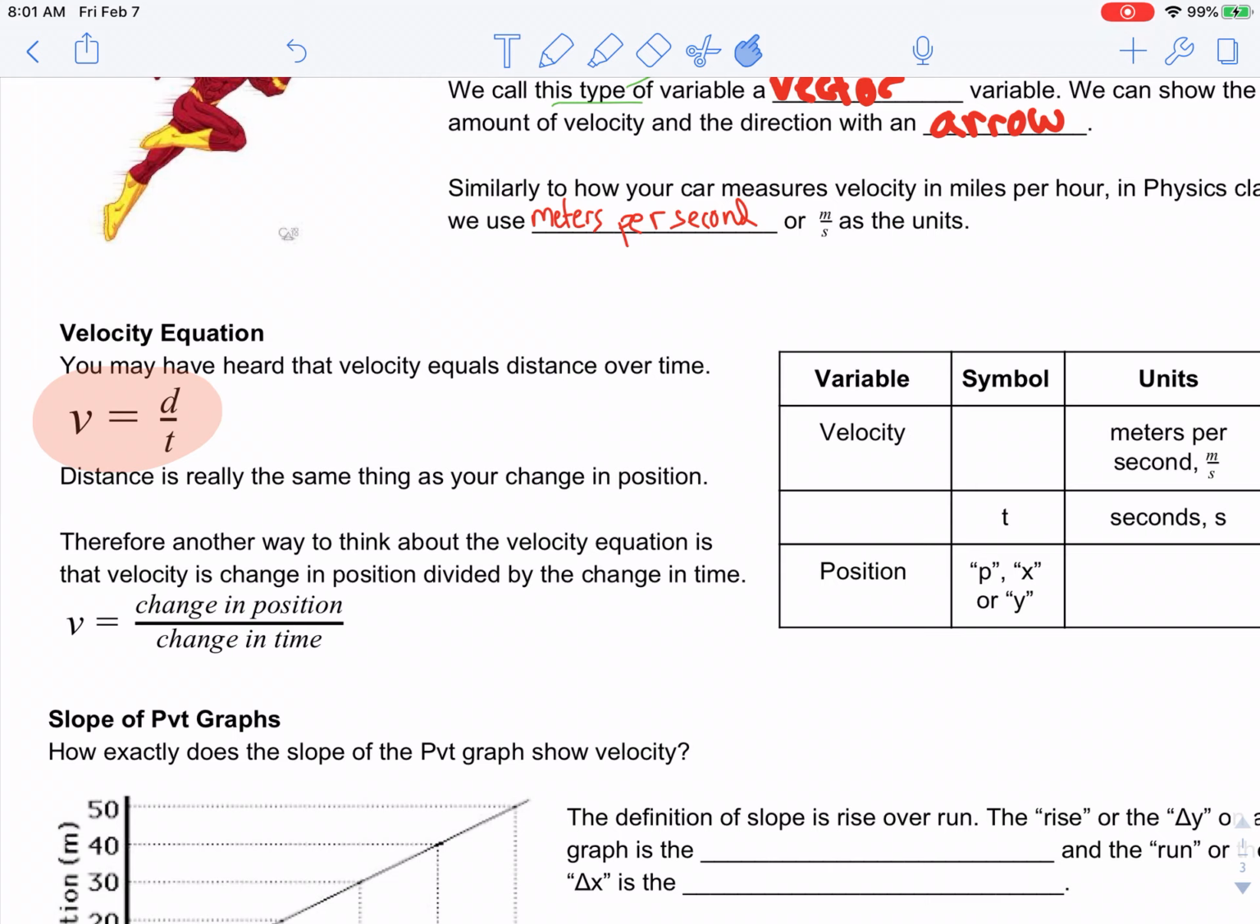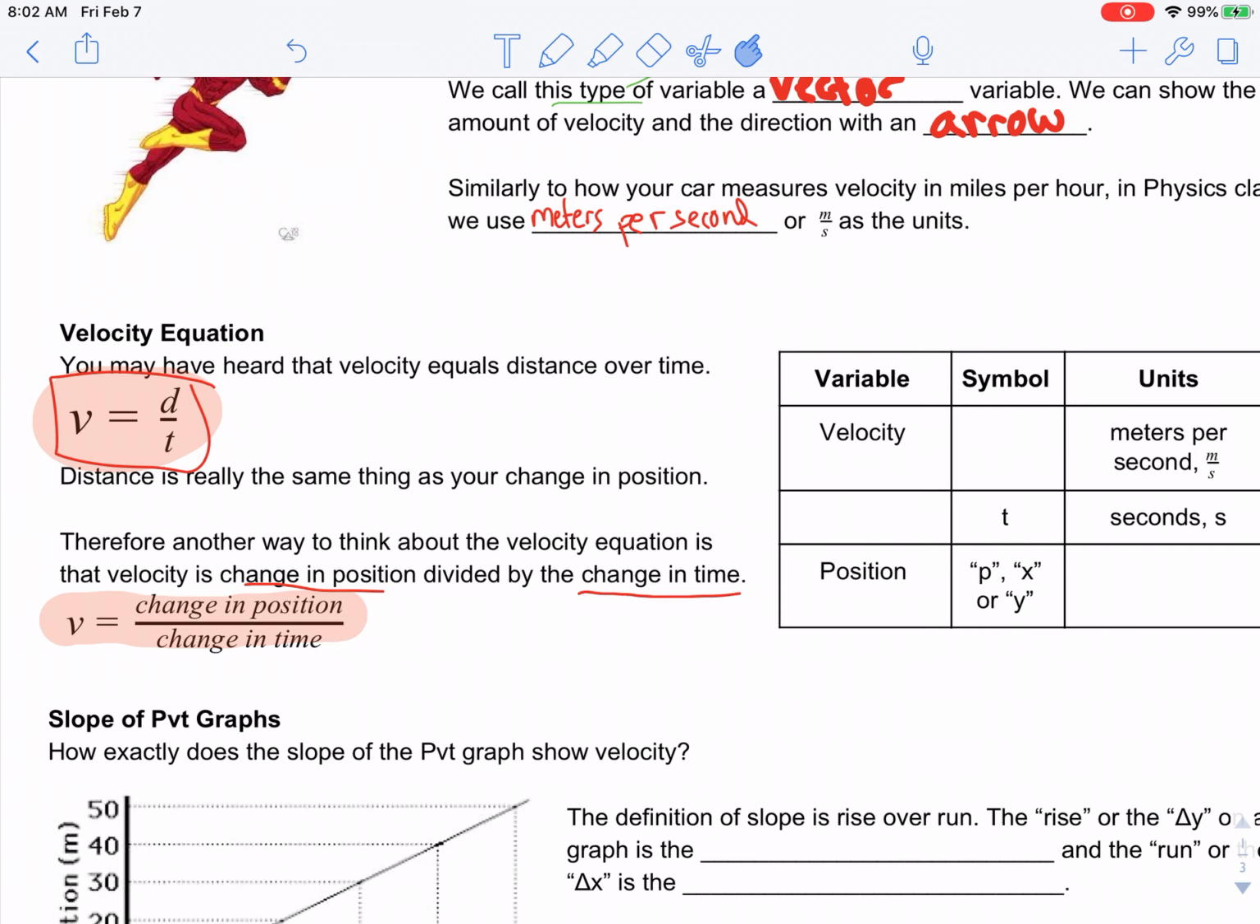Another way to think about this velocity equation is that velocity is change in position divided by the change in time. We can rewrite the equation: v equals change in position divided by the change in time. It's just another way to rewrite this equation with a different word for distance. Your distance is whatever your change in position is. I was at 0 meters, now I'm at 6 meters. My change in position, I've gone a distance of 6 meters. And it took me 6 seconds, so that's my change in time.